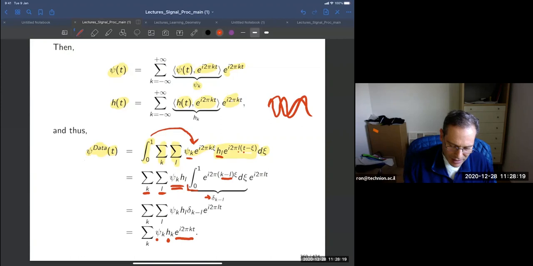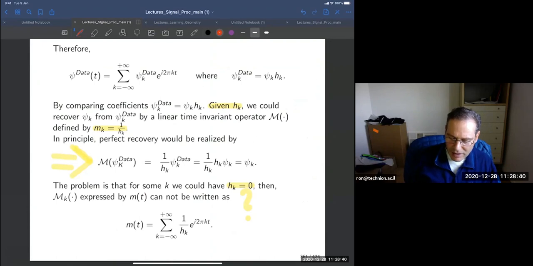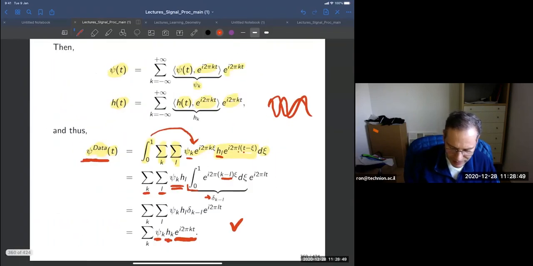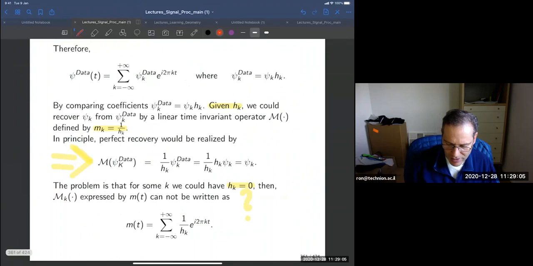Okay, so this is representing the output as a function of the Fourier coefficients of the signal and the Fourier coefficients of the filter in the Fourier space. Here this was just a reminder of things that we have done before. Now what we would like to do is invert the filter. Let's look at the coefficients of the Fourier transform of the data. So this is the data, okay? And these are the Fourier coefficients of the data. So we can write it as psi data k, where k equals 1, 2, 3, from minus infinity to plus infinity. So we can write psi as the following term, where the Fourier coefficients are nothing but the Fourier coefficients of the signal times the Fourier coefficients of the filter.